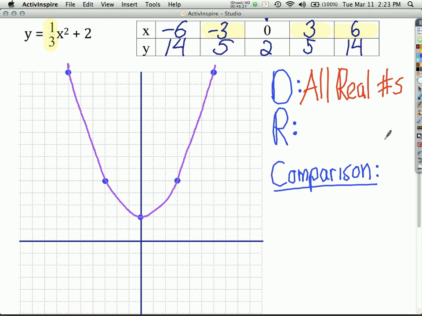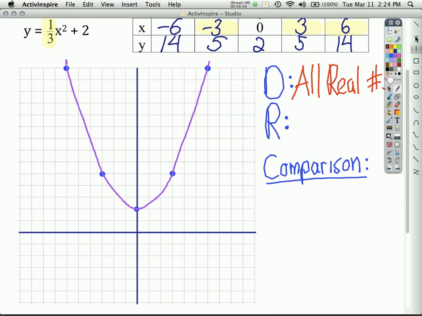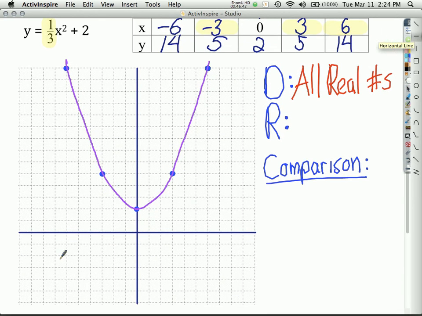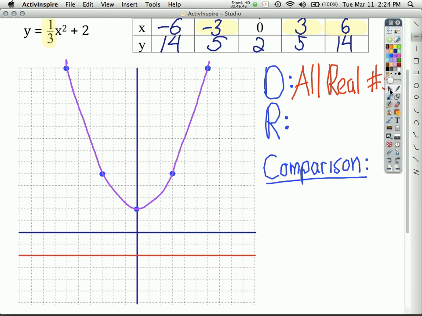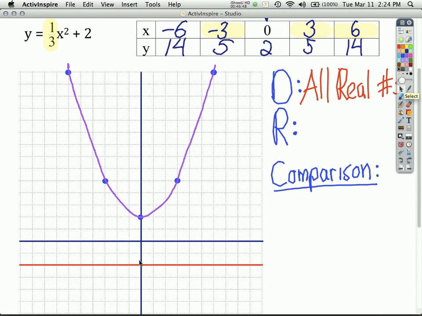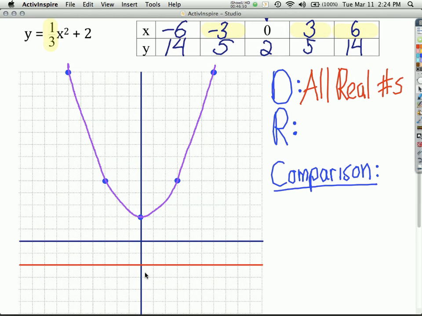The range is the hard part. But it's not really hard. It's just something that you actually have to think about for a moment. The range is all the y values. So what y values are being used? So let me show you what I mean. I'm going to draw a horizontal line right here. So that's the y value of -2. Is -2 on the graph anywhere? No. So -2 is not part of the range.